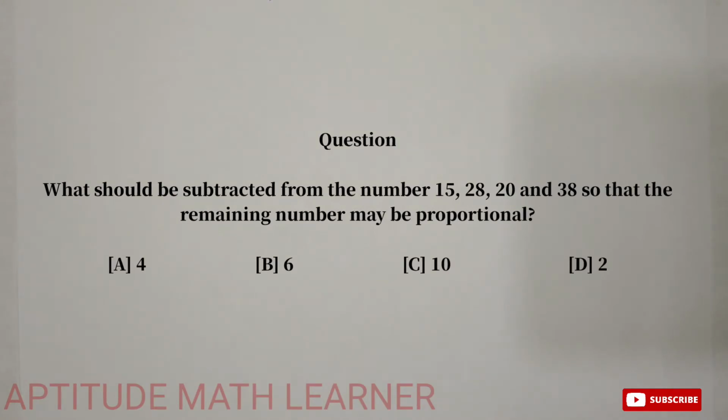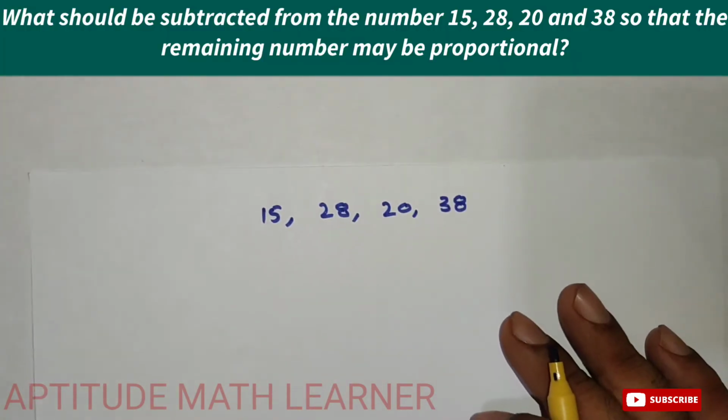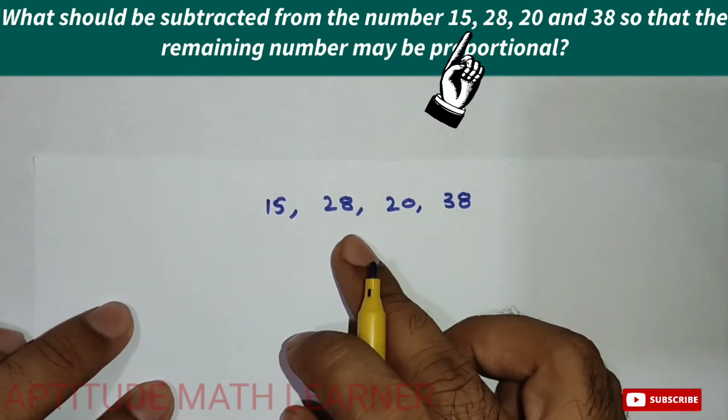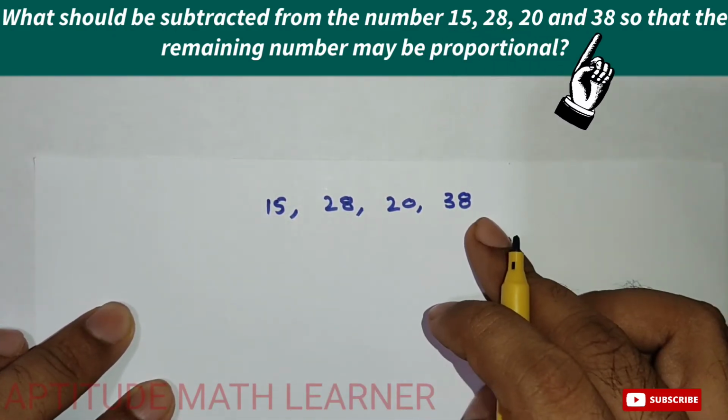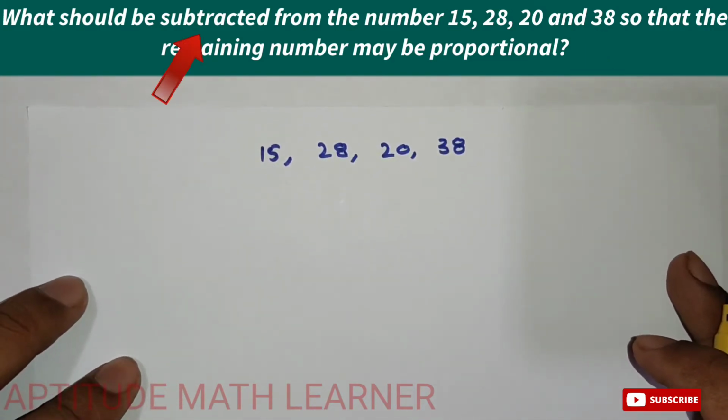And the question today we are having is, what should be subtracted from the numbers 15, 28, 20 and 38 so that the remaining numbers may be proportional? So here we have to find the number that is subtracted so the numbers may be in proportion. I have already written the numbers here: 15, 28, 20 and 38. And from these, what should be subtracted to make the numbers proportional?